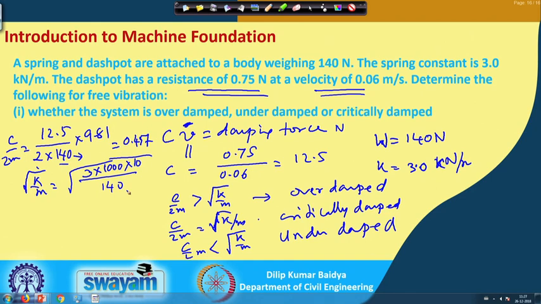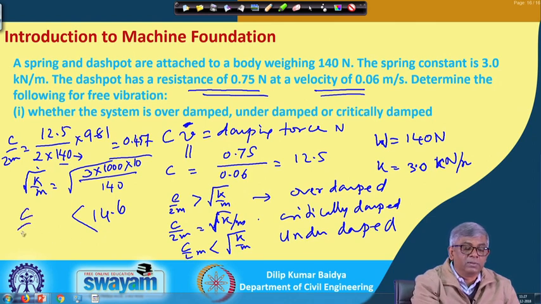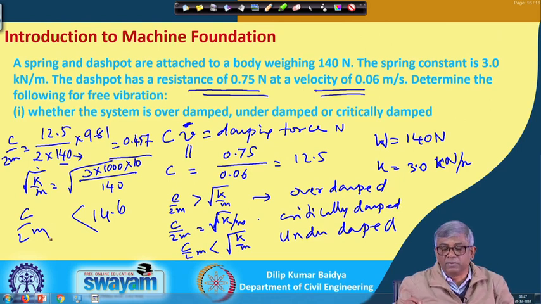So, that becomes 14.6. It is much bigger than this one. That means under root k by m is much bigger than C over 2m. So, that means it is under damped. This system is under damped. So, this is the problem, a simple thing that we have done.